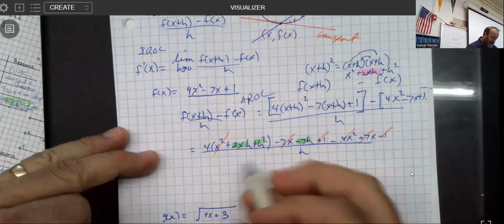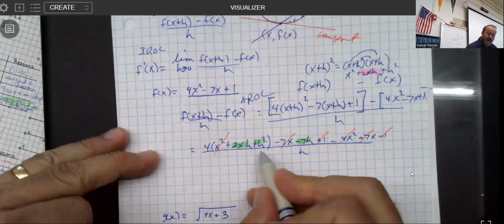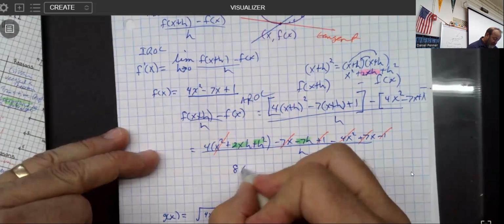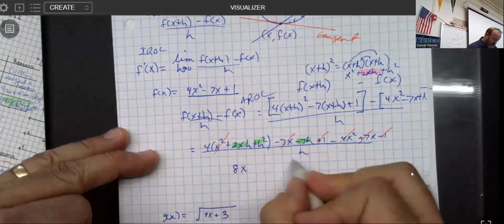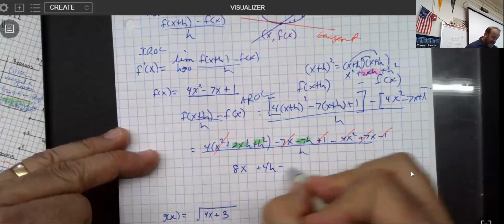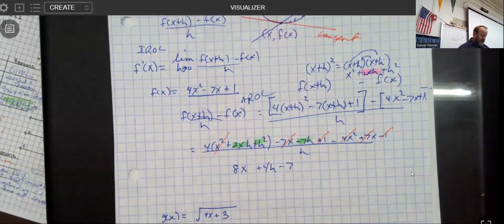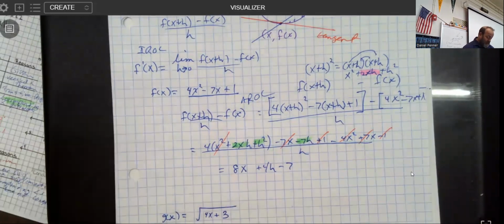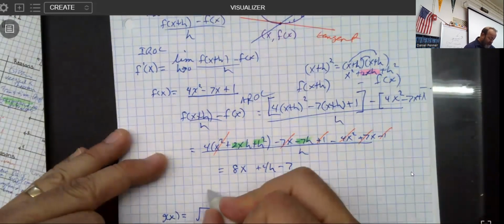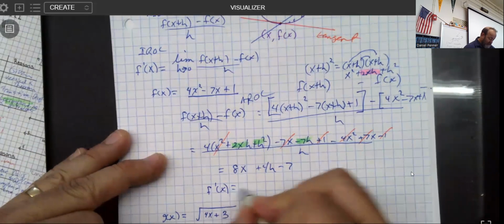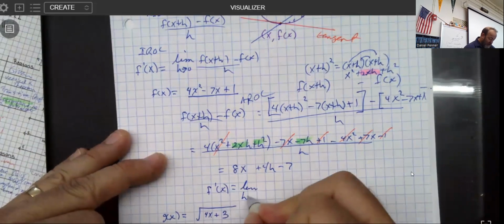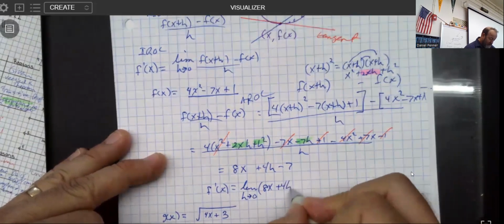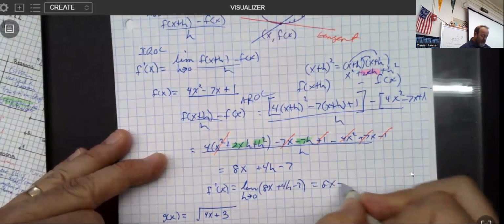So what I have is 8xh, but I'm going to divide that by h. So I'm going to get 8x. I'm going to have 4h squared, so that's going to be 4h, minus 7. So out of all of that stuff, this is my average rate of change, which means my f prime of x, which is the limit as h goes to 0 of this value, is just going to be 8x minus 7.